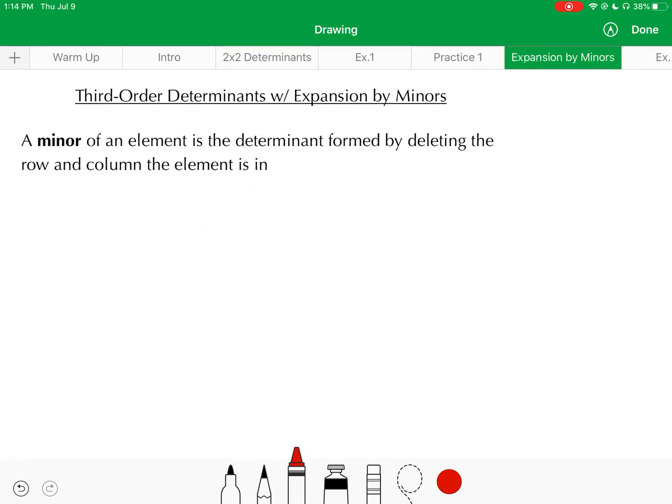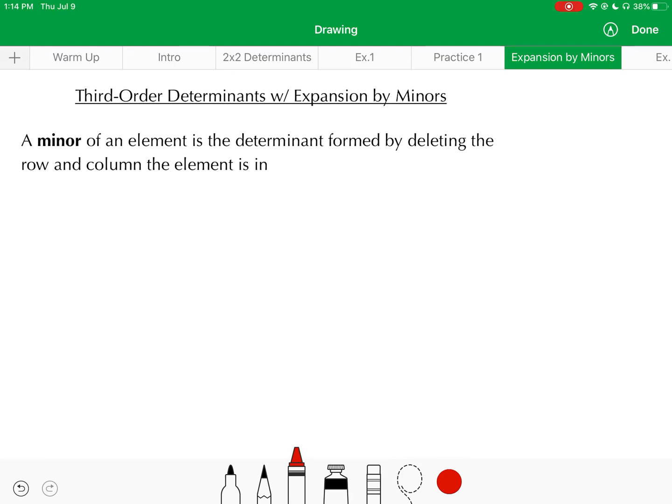All right, now I want to talk about finding the determinant for a 3x3 matrix. So this is known as a third order determinant, and there's two methods. So in this video, I'm going to focus on the first method, which is expansion by minors. I'll save the second method for another video, okay?